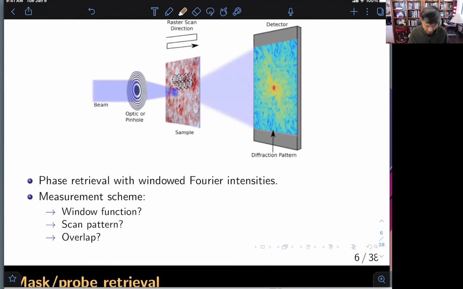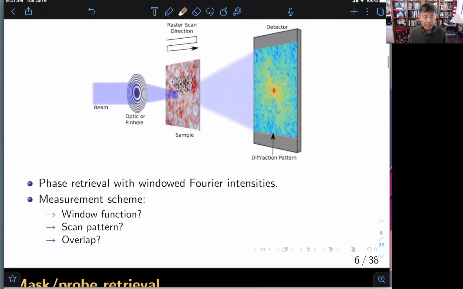There are a couple of things involved in answering this question. I lump them together under the banner of measurement scheme. First of all, you have a window function, the probe function, or the mask, like what I previously used. So what kind of window function? Can you do it with just any window function?